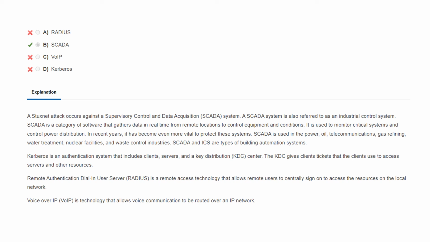Kerberos is an authentication system that includes clients, services, and a key distribution center, or KDC. The KDC gives clients tickets that the clients use to access services and other resources. Remote Authentication Dial-In User Service, or RADIUS, is a remote access technology that allows remote users to centrally sign on to access the resources on the local network. And voice over IP is a technology that allows voice communication to be routed over an IP network.